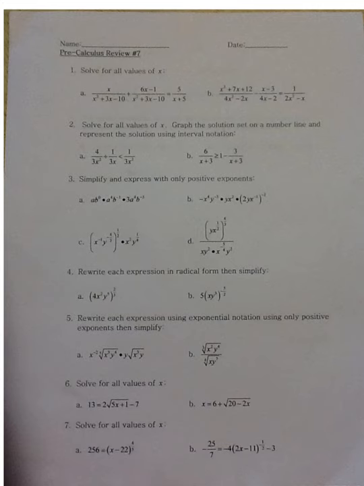Okay, so 3A through D is we are simplifying our expressions with exponents, and in the end we only want to have positive exponents. So we have to remember all of our rules from exponents. All right, so let's take a look at the first one.